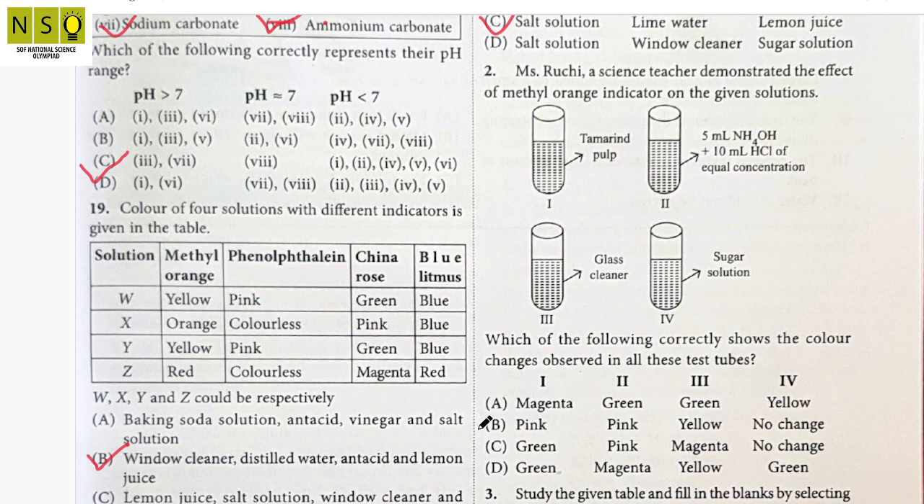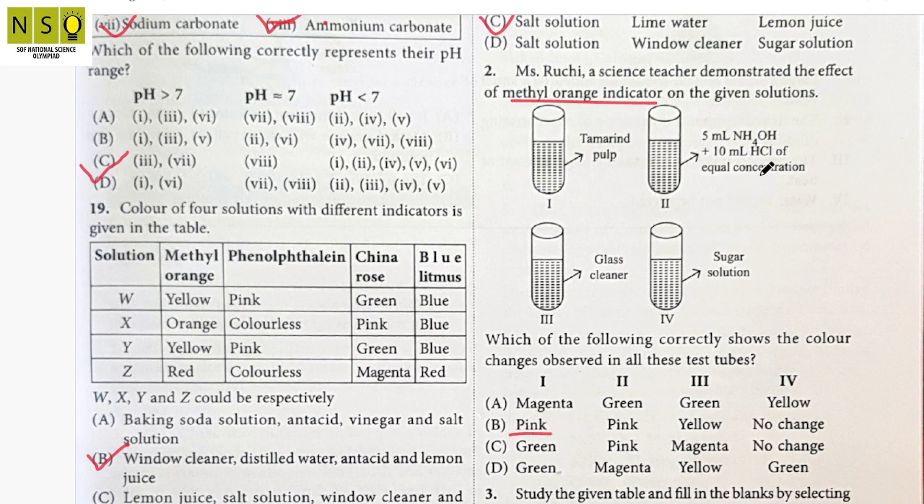Okay. So the solution is our tamarind pulp, and the tamarind pulp is acidic in nature. And what is our indicator? It is methyl orange indicator. So when this tamarind pulp is added with methyl orange indicator, what color do we get? We get pink color.